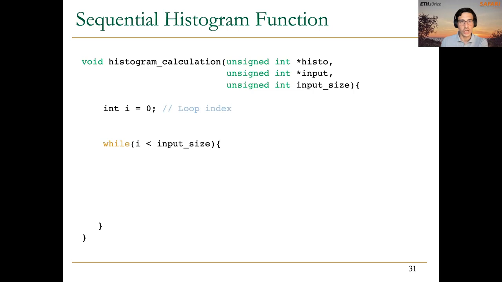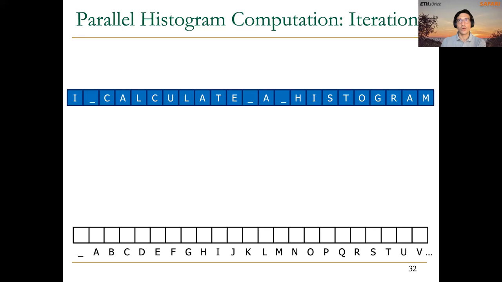The only thing that we have to do is going over all the elements of the input array, reading one value, and then going to the corresponding bin of the histogram and incrementing it. After that, we go to the next element and we continue doing it until we have visited the whole input array. But what if we want to implement this in parallel? It's something that we can do, right?